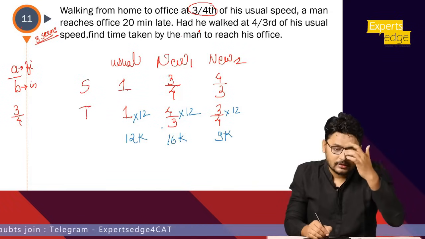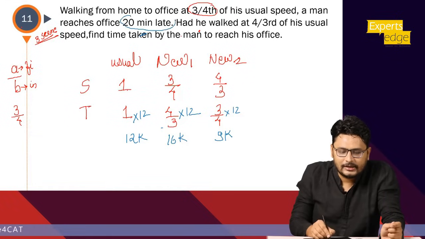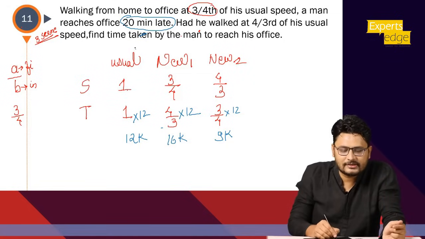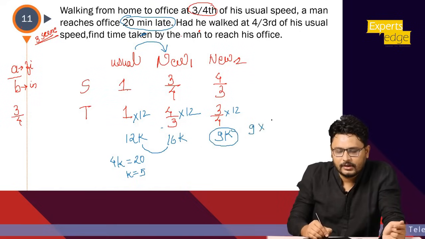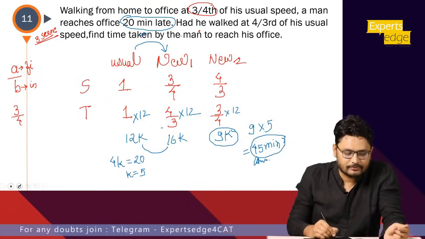Now what he has given is, when he does 3/4 of his speed, he is 20 minutes late, right? This part, late indicates this difference. Ye kab hua? Jab usne usual se 3/4 kiya, that is this difference is of pehle 2 ka, usual aur new 1 ka. Hamara difference kitna hai 12 aur 16 ka? Hamara difference hai 4K. So 4K should be equal to 20, that means K is equal to 5. And what he is asking is 9K, so my answer has to be 9 into 5. 45 minutes is the correct answer. Okay, so I hope this point is clear. Now let's move to the next question.